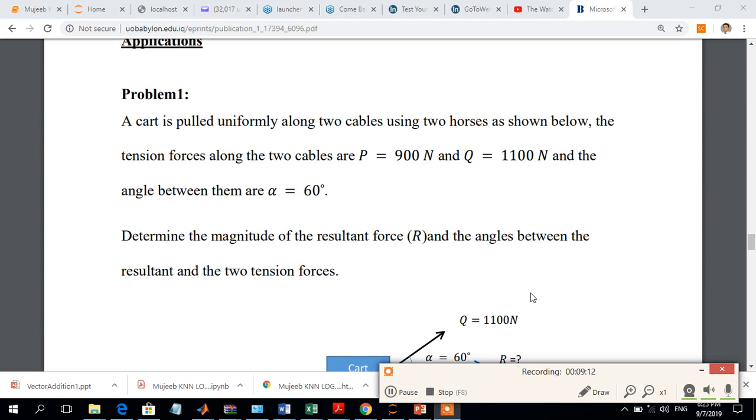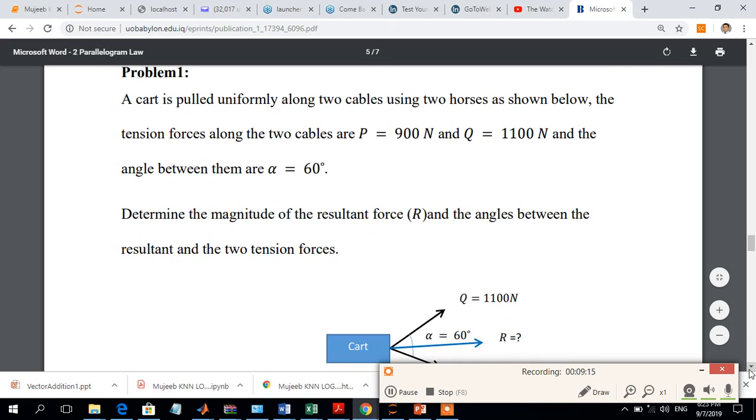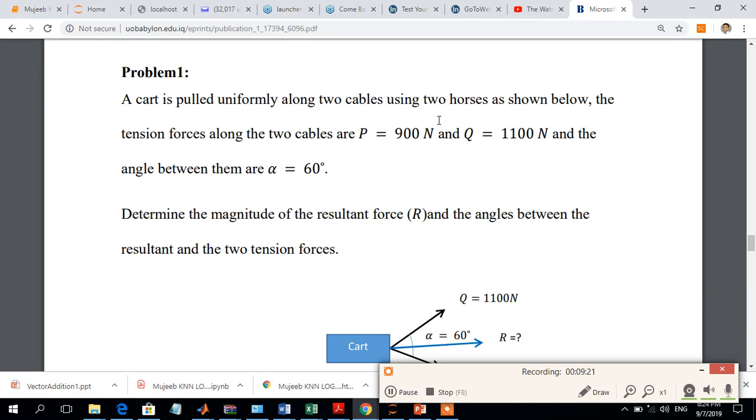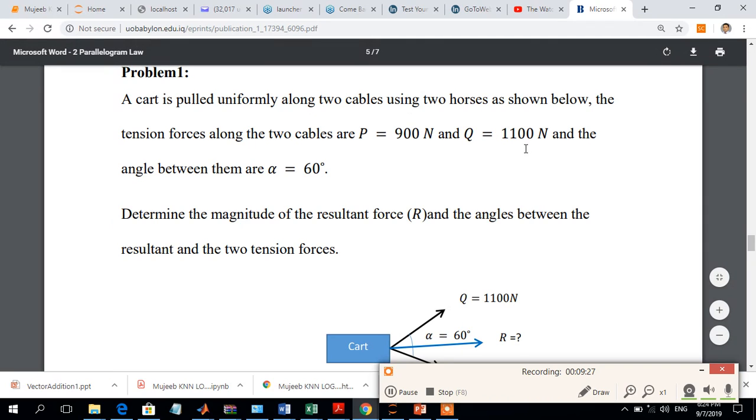So let us look at one example for this particular law. A cart is pulled uniformly along two cables using two hoses as shown in the figure. Now the tension forces of the two cables are given by 900 Newton and the other force, which is Q, 1100 Newton, and the angle between is already given.